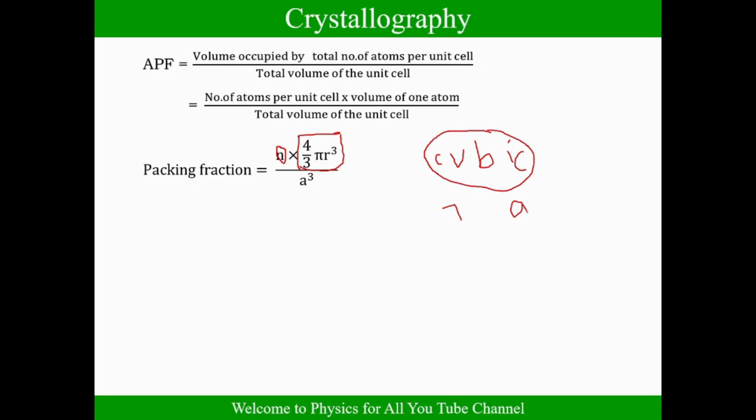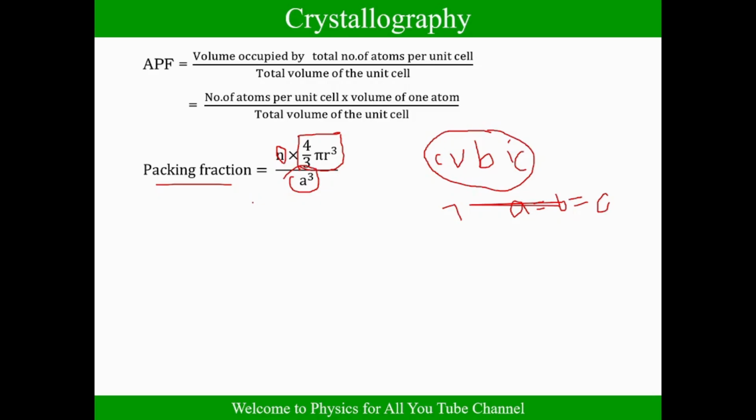Therefore, in the case of cubic, the length of the x-axis is equal to the length of the y-axis is equal to the length of the z-axis. That is, a is equal to b is equal to c. In place of b and c, I am taking a. So, a times a times a is equal to a power 3. So, using this formula, we can calculate the packing fraction of any given structure.